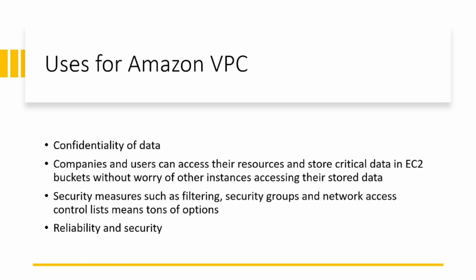So some of the uses for Amazon VPC are confidentiality of data. We got it. Companies and users can access their resources and store critical data in S3 buckets and EC2 instances, without worry of other instances accessing their stored data, because your VPC is going to filter what IPs can connect and what can't, and that's huge. You're going to get reliability, and you're also going to get security. Security measures such as filtering, security groups, and network access control lists mean a ton of options.